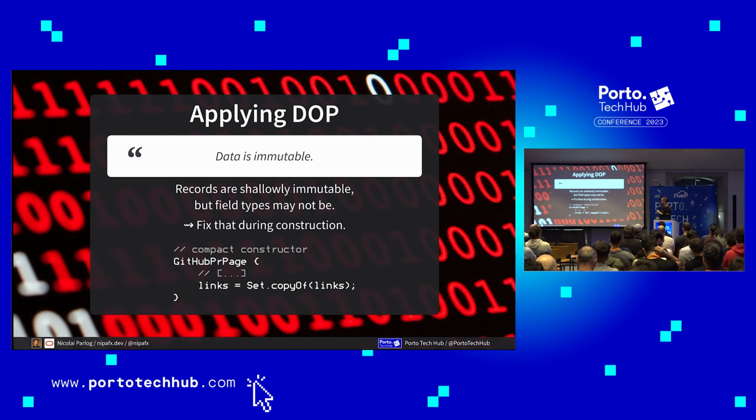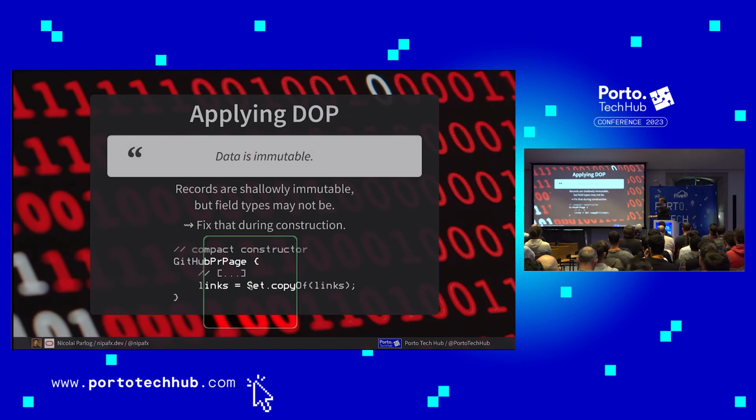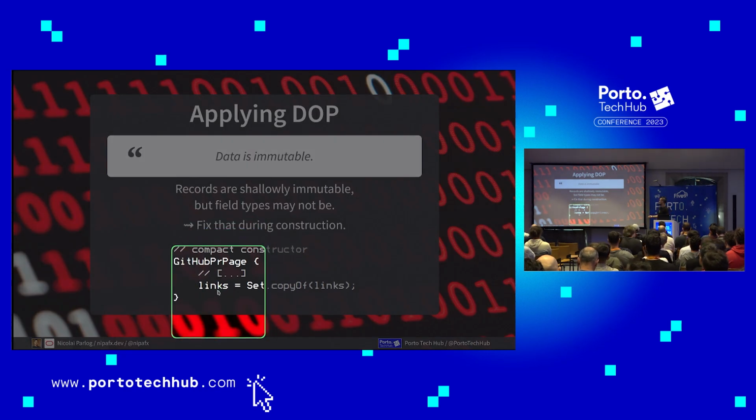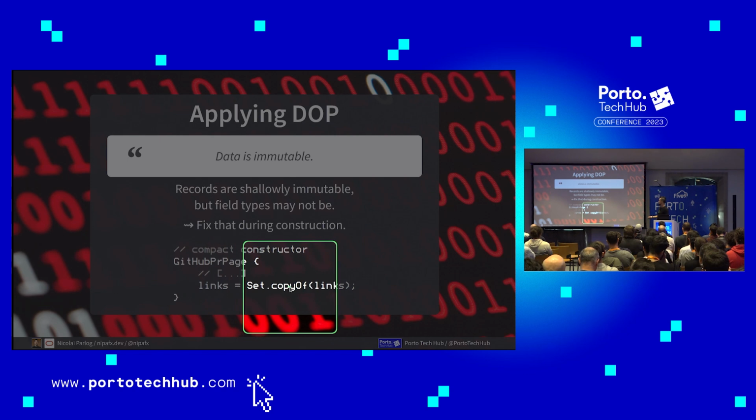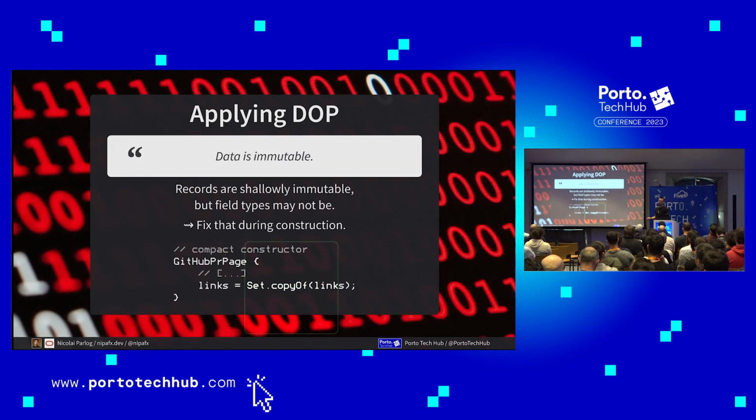So if you really want to insist on immutability, and that should be the default, you need to make sure that you have immutable instances, as far as that's possible. That's not always possible. If you have a mutable user instance and you reference it, there might be very little that you can actually do. But in this case, my links are a set, so what I do is make a copy of the links that I get. Again, it's a compact constructor. It gets the links in, and I create a set copy of it, and this copyOf creates an immutable instance. The details are not that important.